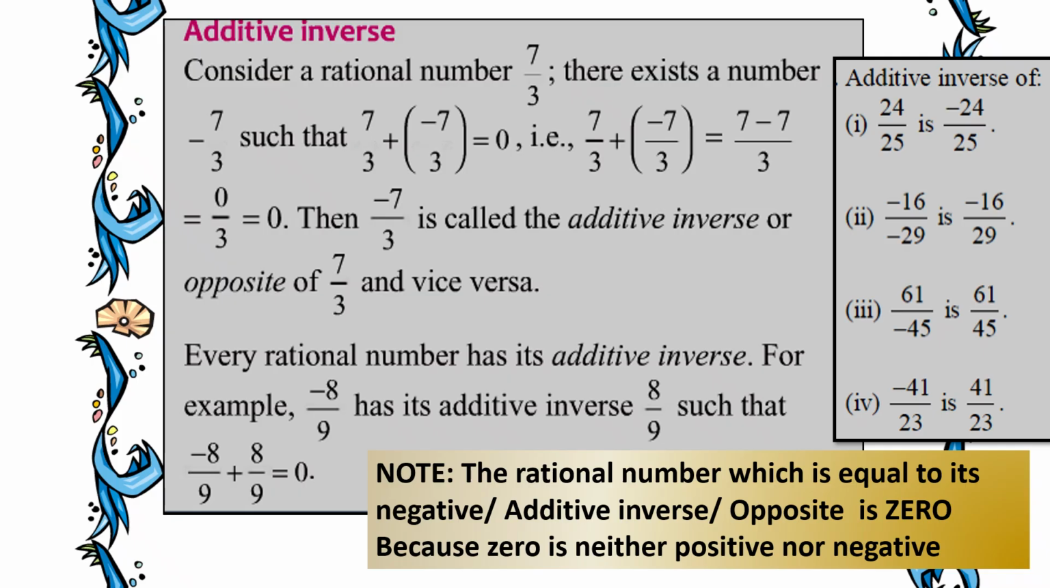Therefore, we can write x plus minus x is equal to 0, or a by b plus minus a by b is equal to 0. The rational number which is equal to its negative is 0, because 0 is neither positive nor negative. So I cannot say that the negative of 0 is negative 0. There is nothing like that.